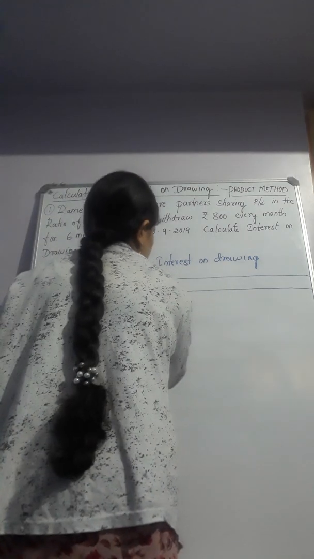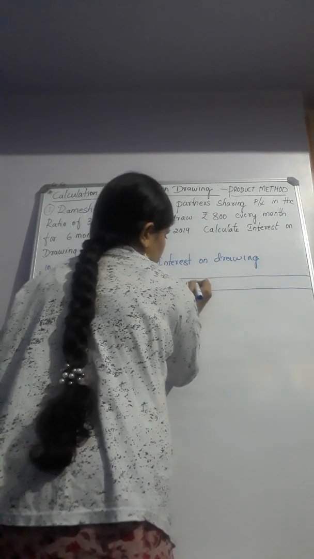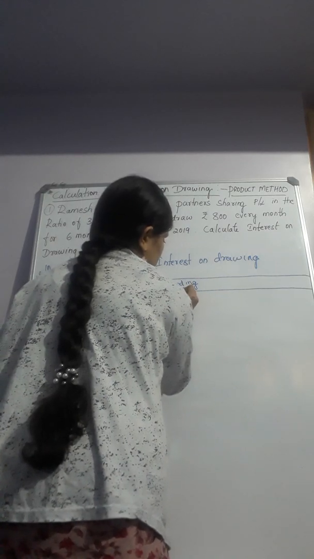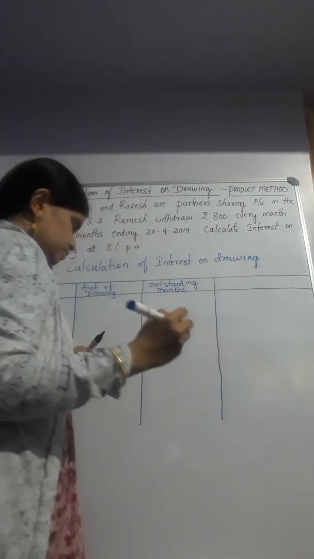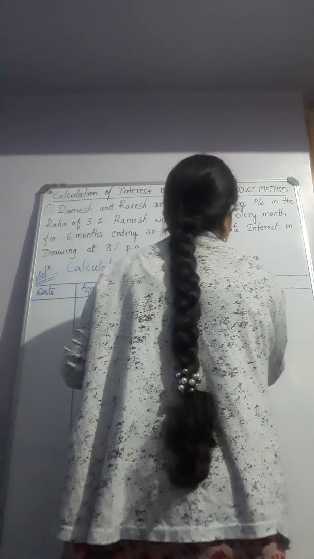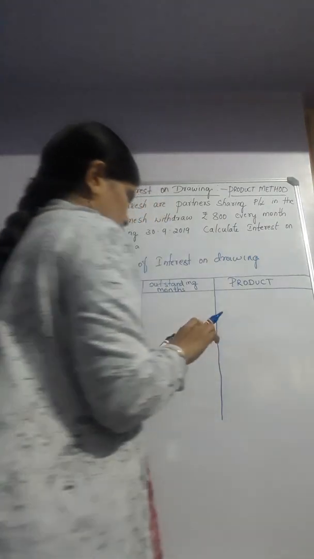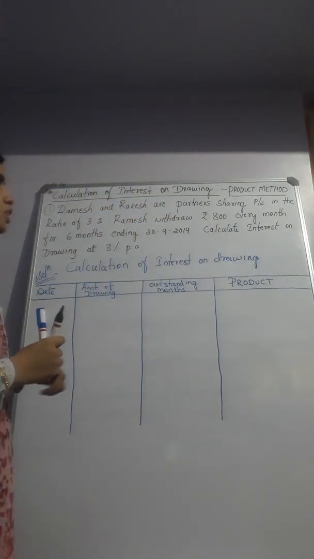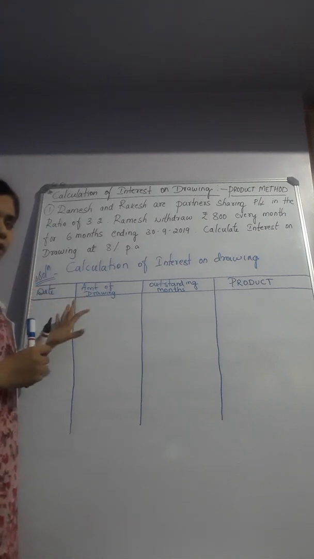Next, outstanding months. Next, we will get the product. Understanding for the calculation of interest on drawing, we have the under the product method.